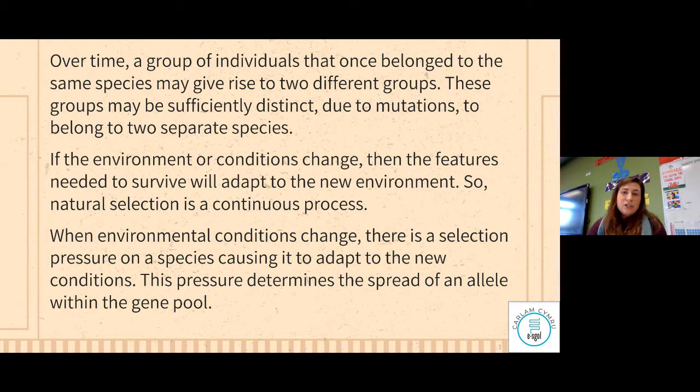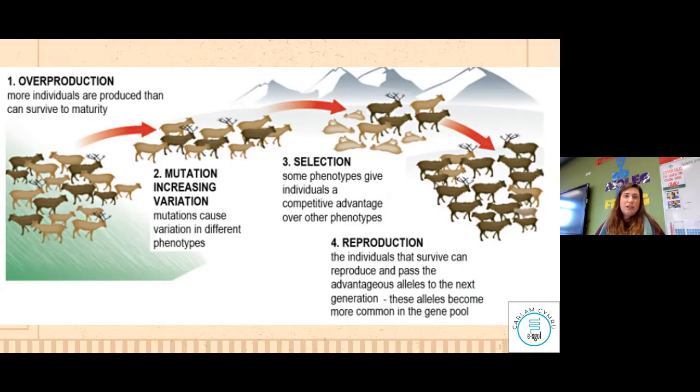When environmental conditions change, there is a selection pressure, okay? So there is a selection pressure on a species causing it to adapt to the new conditions. And the pressure determines the spread of an allele within the gene pool. It's going to decide which allele is selected for or selected against. So you can see this image here and you can have a read through that and look at what's happening.